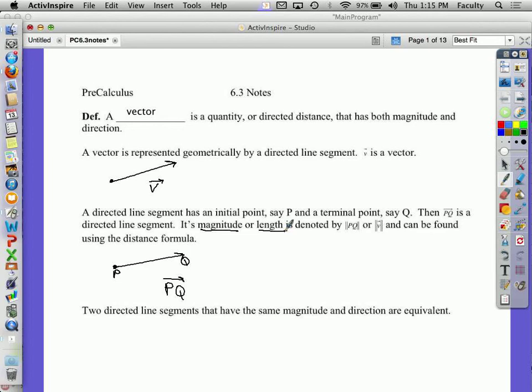Okay? All right, two directed line segments that have the same magnitude and direction are equivalent. So we would say vector U is equal to vector V, and I'll do my best to draw this. If this is vector U, V has the same direction and the same length or magnitude.